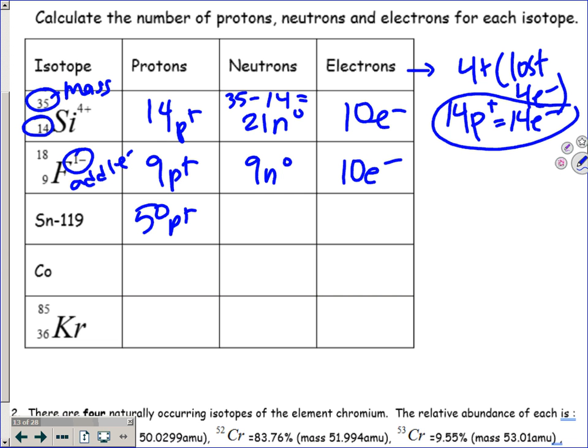JT, neutrons? 69. So you took 119 as the mass minus 50? Yeah. So you guys are trying to maybe master this in your head as well, okay? Simple addition and subtraction. And then, Megan, electrons. Right, so since it's neutral, since there's no charge indicated here, electrons equals protons.